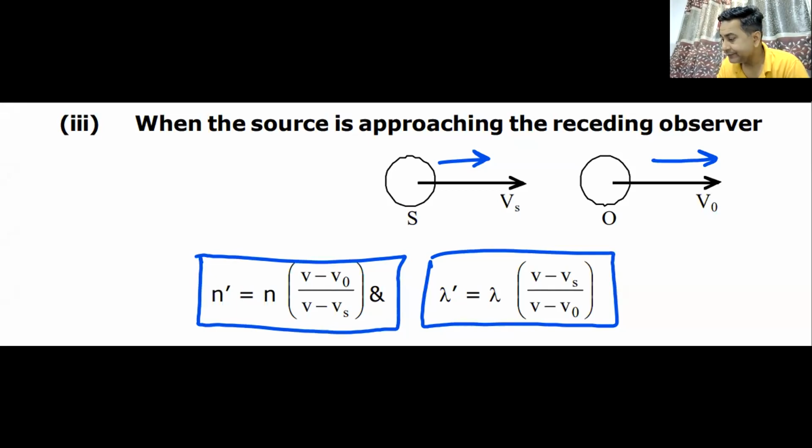We start again. In this case, the source is approaching and the observer is moving away. So this is a combination of case number one, where the source is approaching, and case number four, where the observer is moving away. The frequency is divided by V minus Vs and multiplied by V minus V naught. Do we understand this? Please take a note. I'll give you a minute.